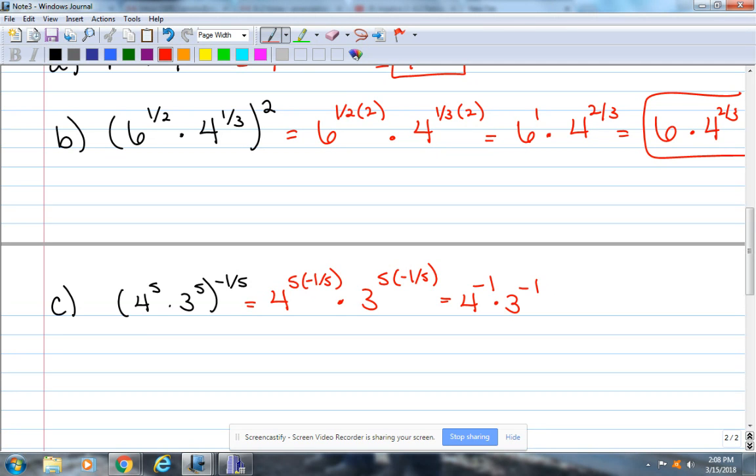Erase the negative so they'll be positive? No, ma'am. No, of course not. What do we do with negative exponents, folks?